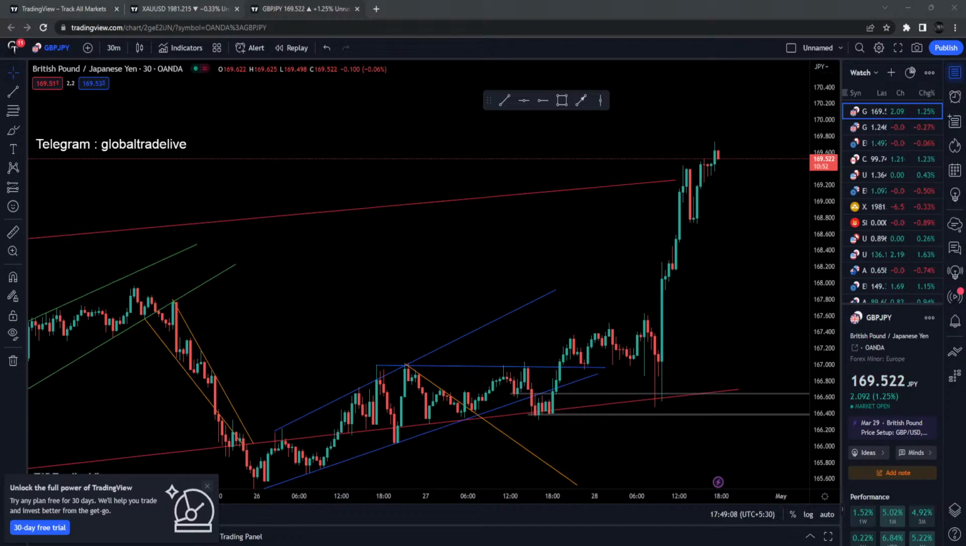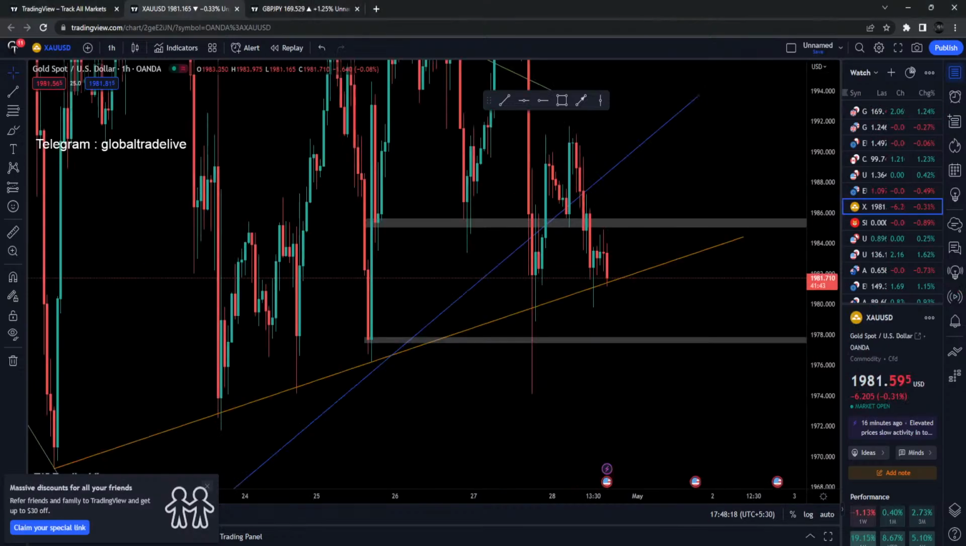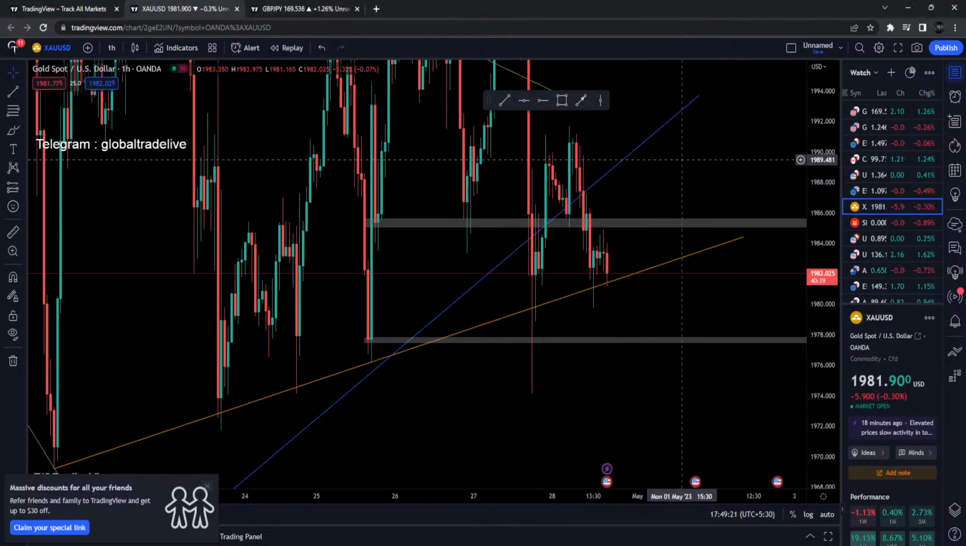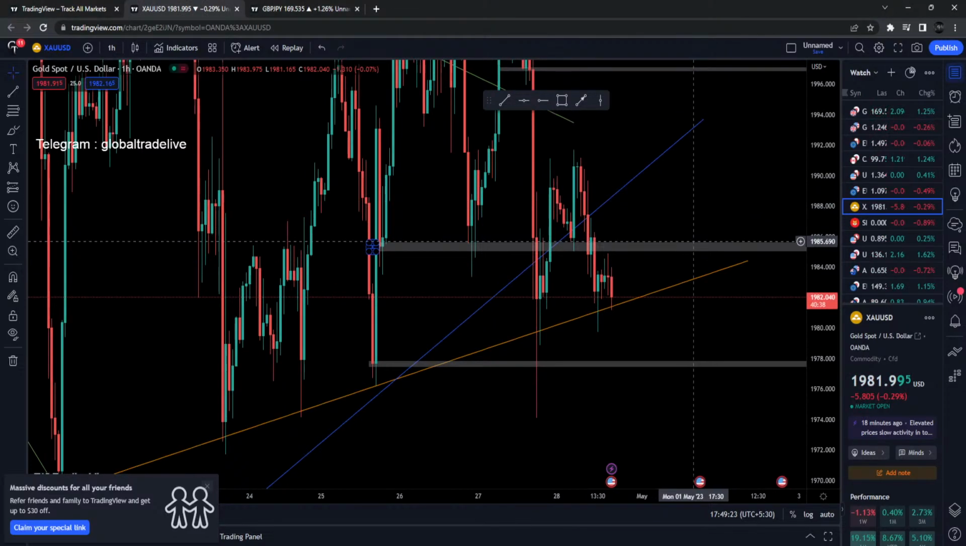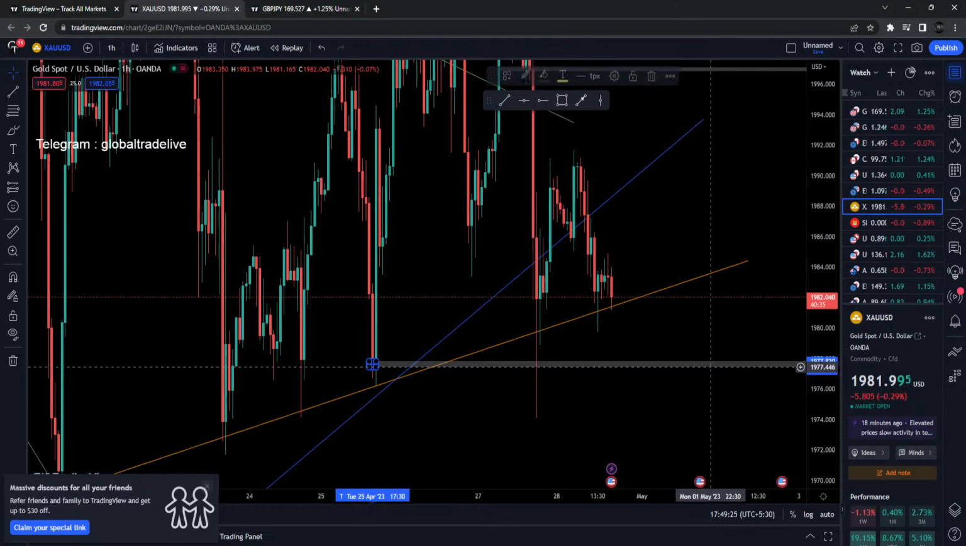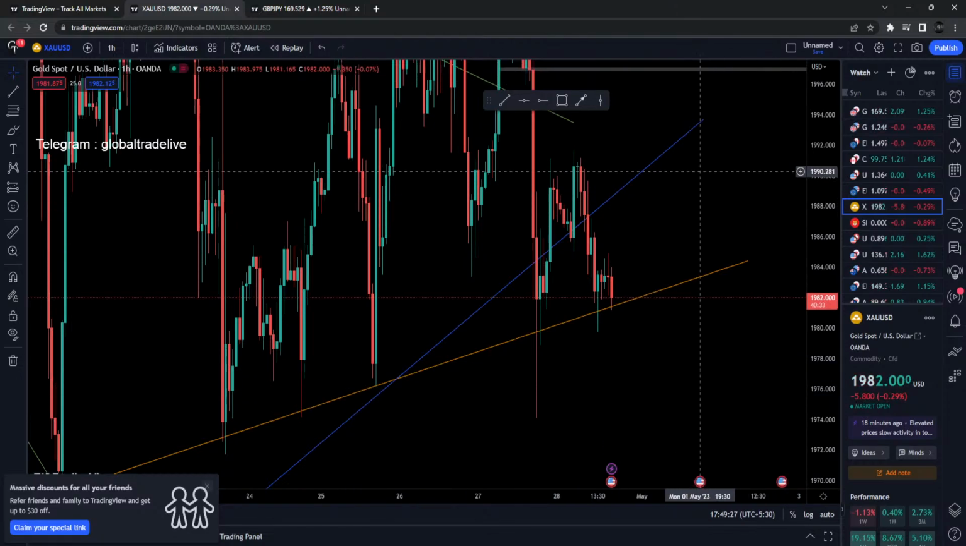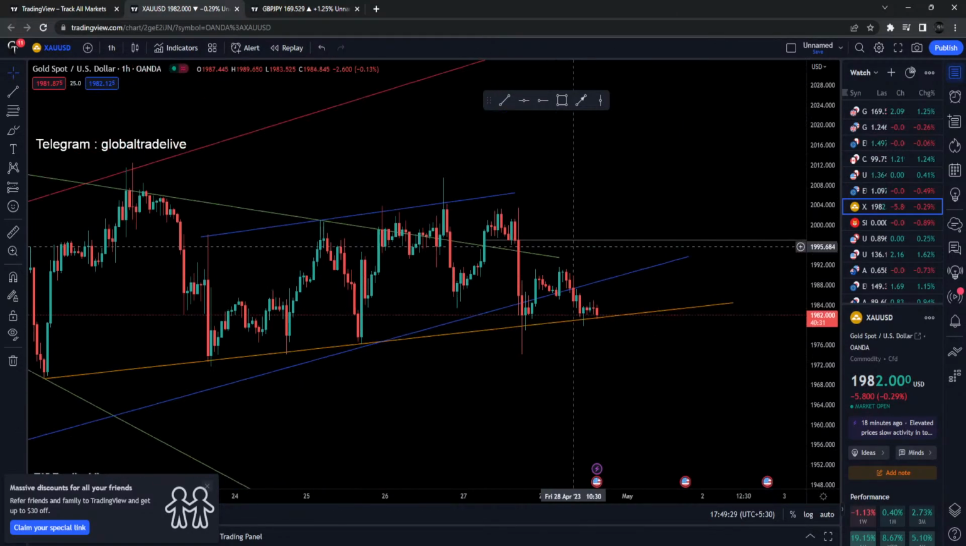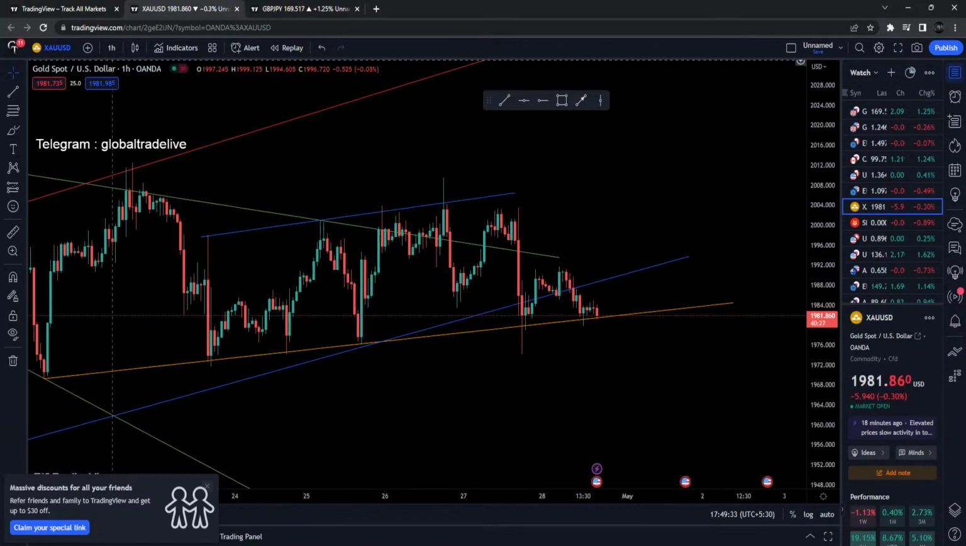So let's get started. I'm going to look at the gold over here. Let me just play some music. Okay, so let's remove all the unnecessary drawings from the chart and go to the bigger time frames to analyze the market clearly.